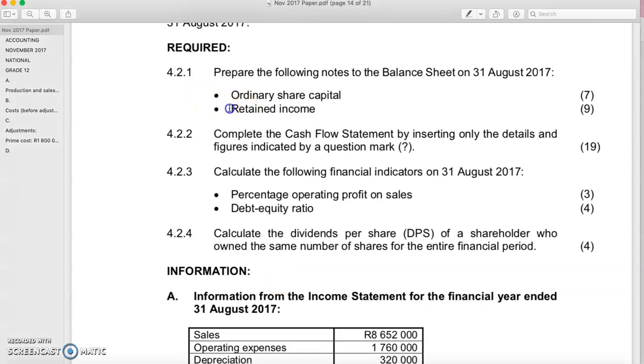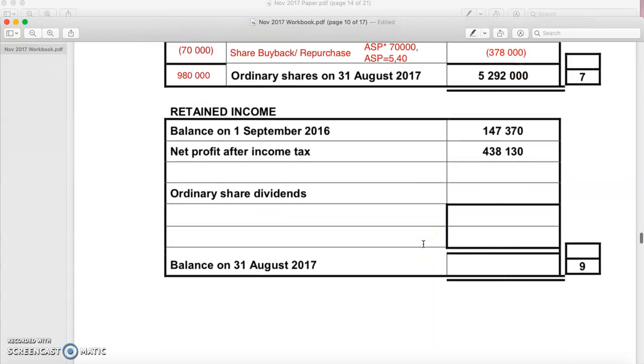Okay, next we're doing the retained income note. When I used to do notes, I told you straight away, I would quickly write down right here or here all the things that need to go into retained income. So they already tell us it's the balance at the beginning and net profit after income tax, okay? They don't always do this for you. So you need to know that in the retained income, we use after income tax, right? Here they were being really nice, but they're not always.